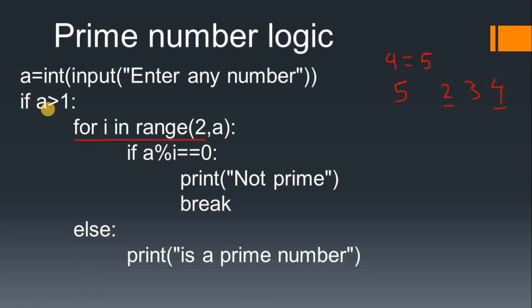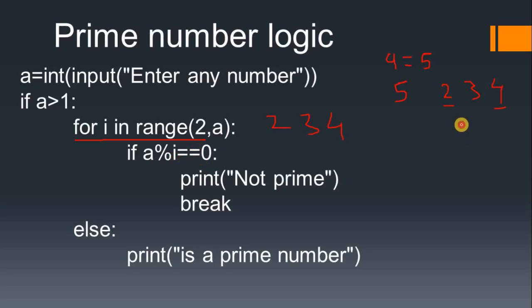Suppose we consider the number 5, it is greater than 1. So it is true, so it will go into the for loop. The value of i is in the range of 2 to a. So if we consider the number 5, then this value will be 2, 3 and 4. And the next statement is if a modulus i exactly equals 0, which means 5 modulus 2.